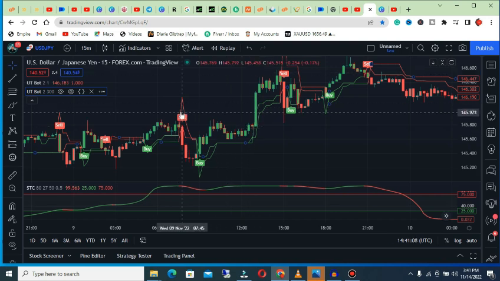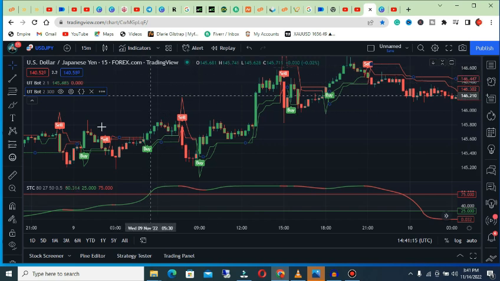As you can see, we have sell here and we have buy here. Make sure that you are using the two, and that you work with the settings and untick the buy and the sell on the two indicators.